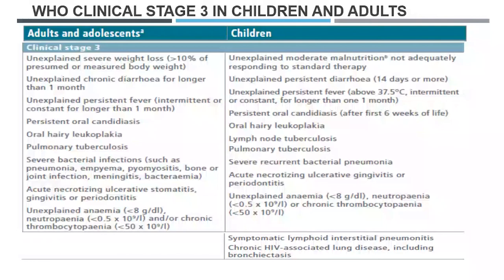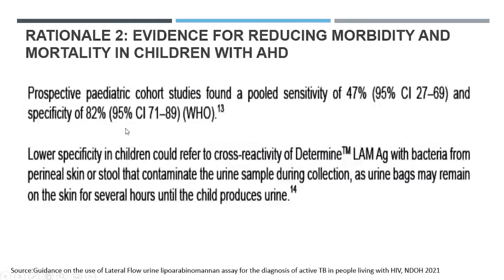And what they found was a pooled sensitivity of 47% and a slightly lower specificity than the adult population, which you saw from that review was 91%, amongst the pediatric cohorts. The thinking is that the lower specificity may be due to cross-reactivity of the antigen with bacteria, either from the perineal skin or the stool, because of contamination during urine sample collection, because our kiddies would usually be having urine bags for the collection, and those may be on the skin for several hours until the child actually produces urine. And certainly, the recommendation whenever we are going to be using the LAM is that we need to ensure that we use sterile, single-use containers when we are going to be doing testing for LAM.